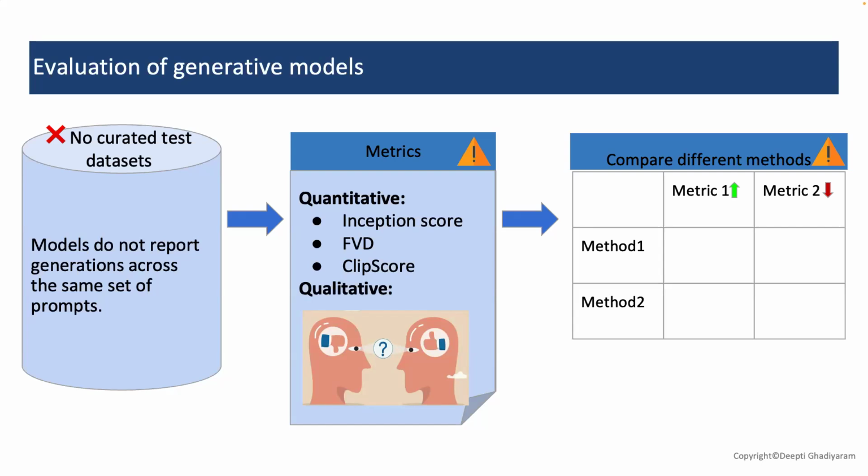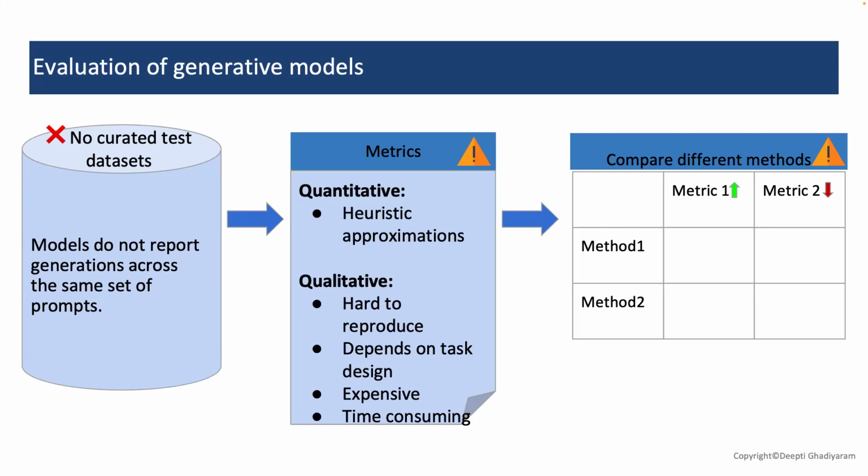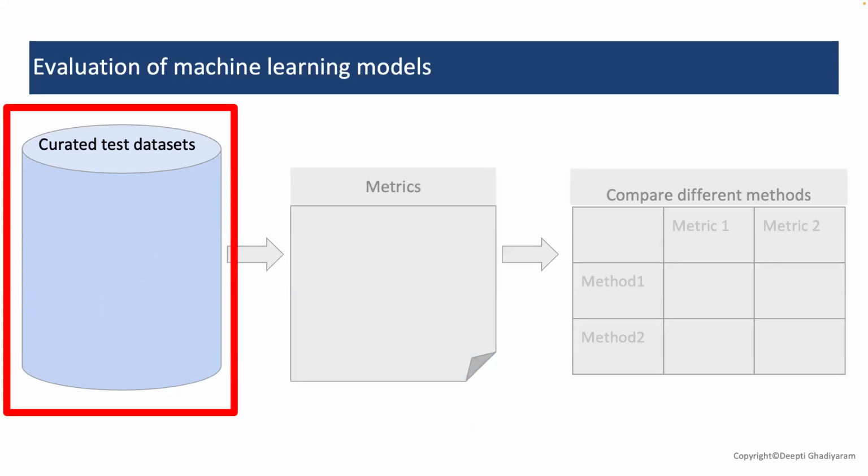Now that sounds great on paper, but qualitative studies are extremely time consuming and laborious. And it's also very hard to reproduce what the task setup was in paper one for us to replicate and compare with the current model that is being designed. And there are also issues with quantitative metrics. I'll talk about that in the next few slides. So with that background and setting the stage, let's jump to the first module, which is curated prompt datasets.